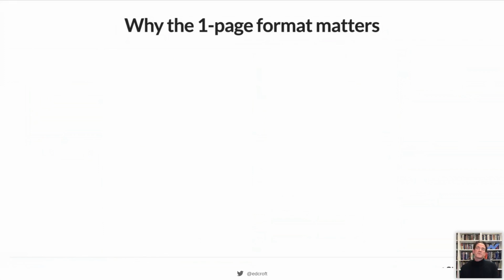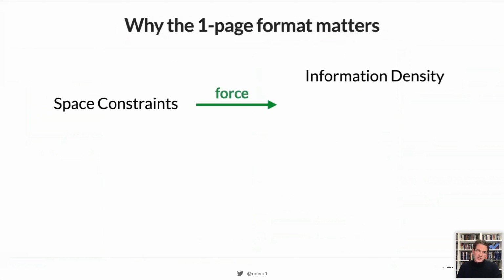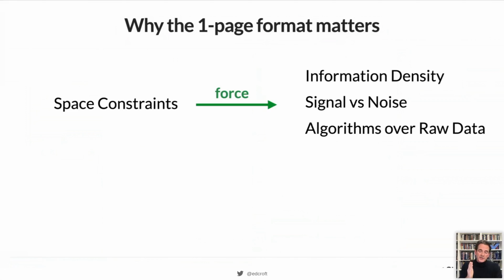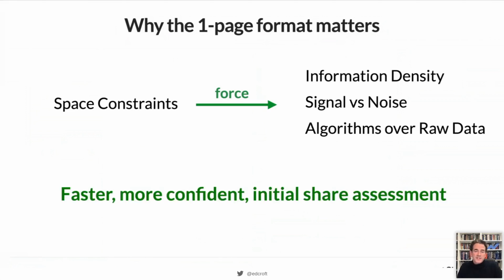And I think why the one-page format matters is quite simple. You've got space constraints, and that's a forcing function which ensures information density and a high signal to noise ratio. But it also encourages the creation of proprietary data based on algorithms, which can be huge time-saving devices and give even more insights than just looking at the raw data, because not everyone wants to learn to be an accountant. And while I've done all the CFA exams and everything, I love using more algorithmic and ranking data to make my own decisions. That allows you to make faster, more confident initial share assessments.